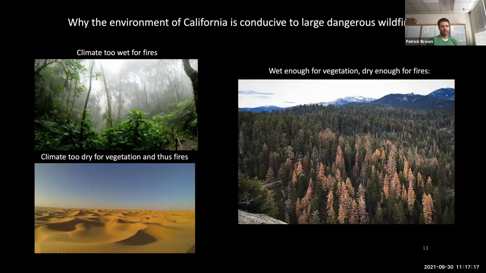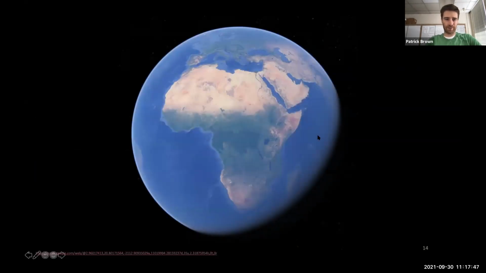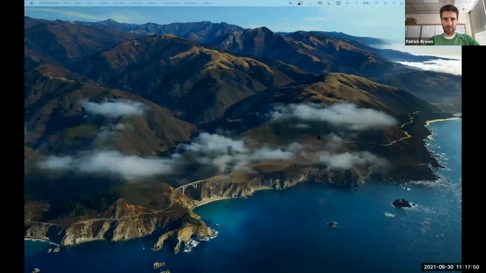So a climate that would be very good for fires would be someplace that's wet enough for vegetation, but dry enough for fires. And it turns out that California has exactly that type of situation. And it has a lot to do with our seasons with wet and dry. So I'm just gonna explain how that works a little bit here.